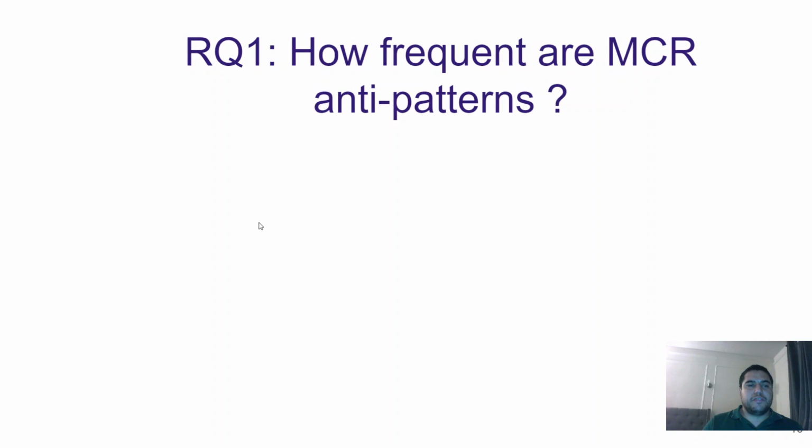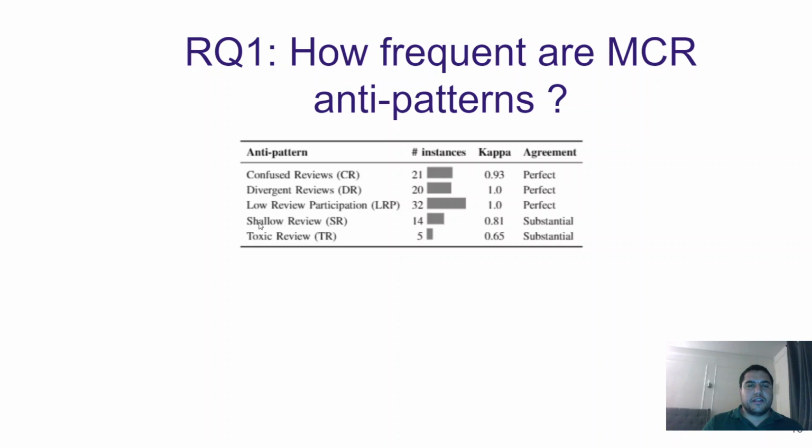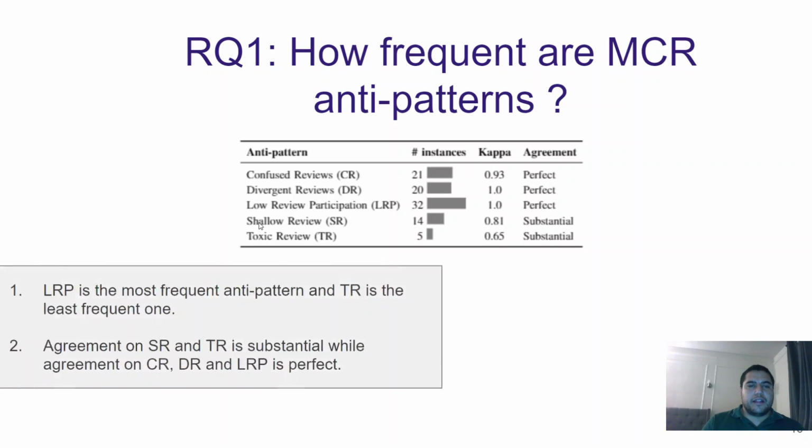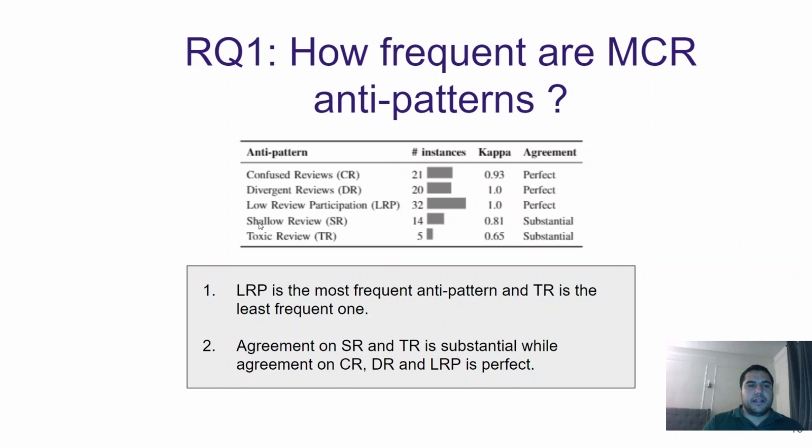Regarding the frequency of MCR anti-patterns, we summarize the results in this table, and we found that LRP is the anti-pattern with the highest frequency, whereas TR is the anti-pattern with the lowest frequency. We also have a perfect agreement for 3 out of 5 anti-patterns, and the agreement for SR and TR is substantial, which is explained since detecting them requires a degree of subjectivity.